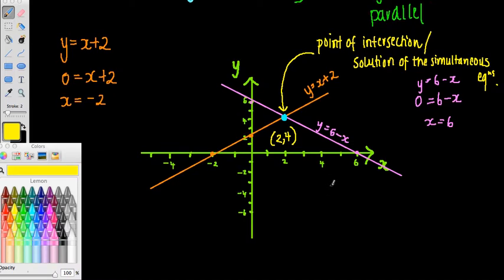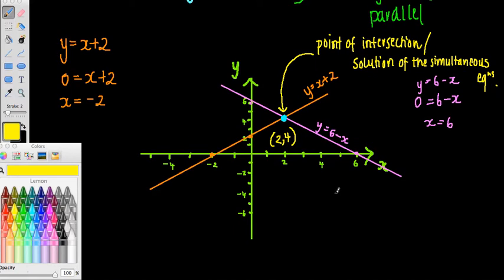So what you might be thinking is, okay, well, what happens if your point of intersection is a fraction? Well, obviously, using a graph when your point of intersection is a non-integer is not ideal.